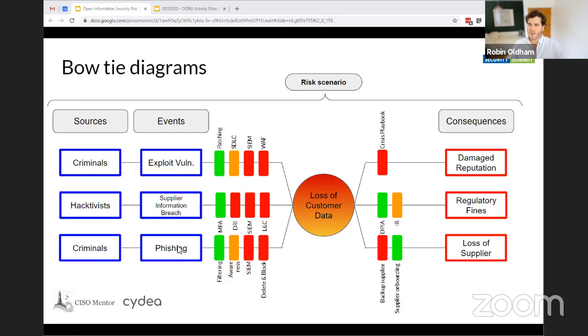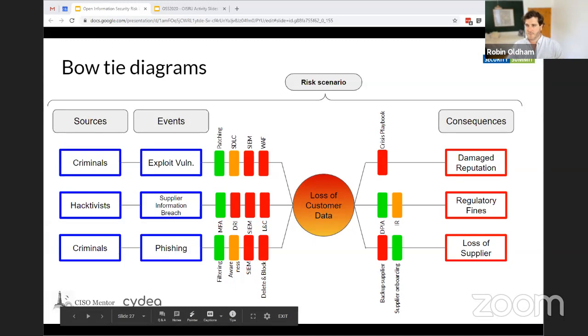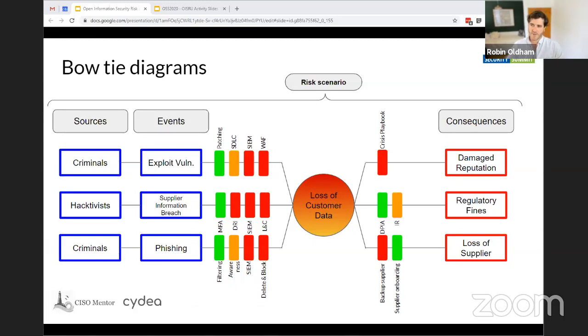So, you know, here we've got criminals might exploit a software vulnerability that may result in the loss of customer data. We've got phishing there. The phishing, going back to the German steel mill example that we were talking about before the break, might be the thing that leads to a vulnerability being exploited, and all of those things.